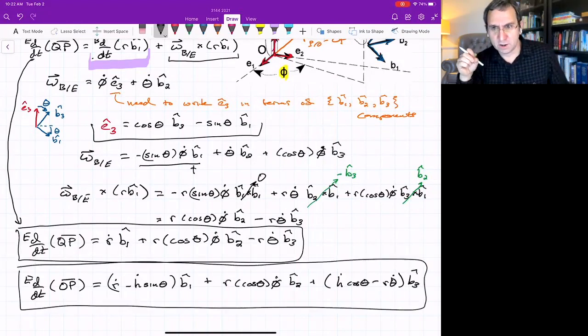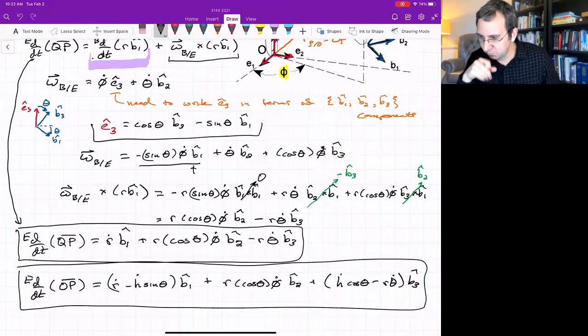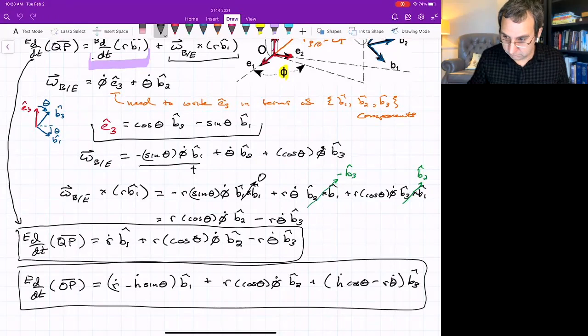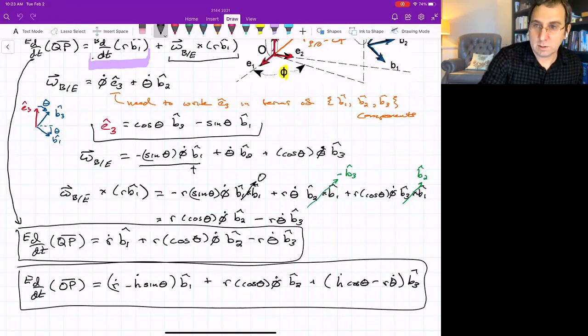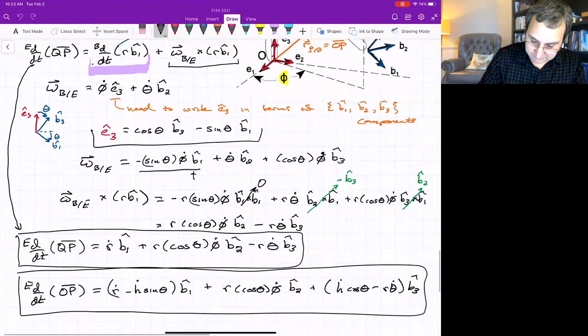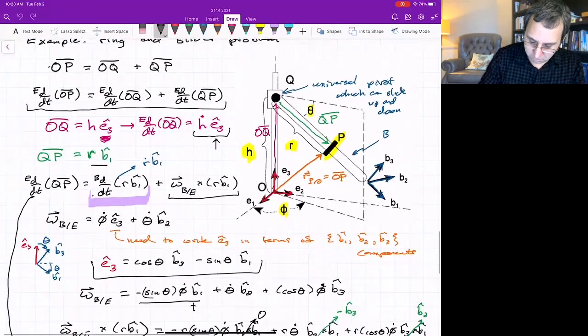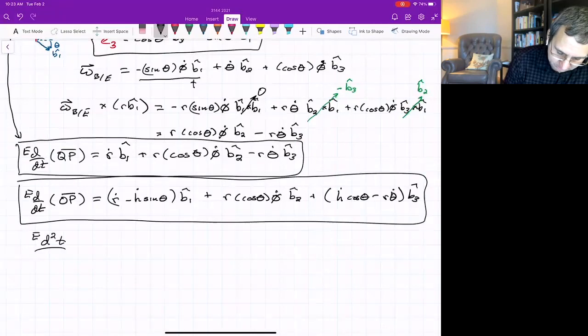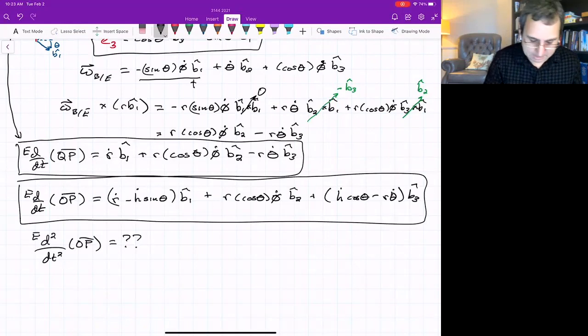And I think it would have been a lot harder to do the direct substitution method and get this, but that's just me. All right. It's the ring and slider. Try it at home. As an extra super duper challenge, take two derivatives. There's lots of derivatives.